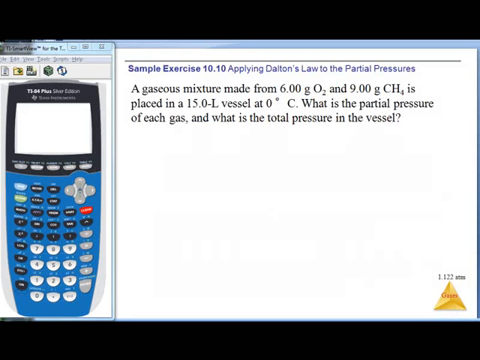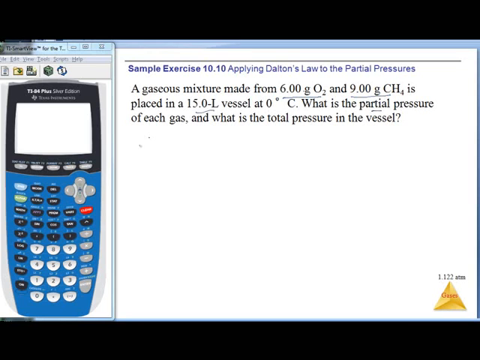All right, so here's a Dalton's law problem. We have a gas mixture made from 6 grams of oxygen and 9 grams of methane in a 15-liter flask at 0 degrees C. Okay, and we want to know what is the total pressure of the vessel. So we can take a look at this and say, all right, if we have 6 grams of oxygen, we can figure out how many moles that is, and we can figure out how many moles of methane we have. And once we have that, we can use PV = nRT to find the total pressure, right? Because we have volume, we have temperature, we have moles.